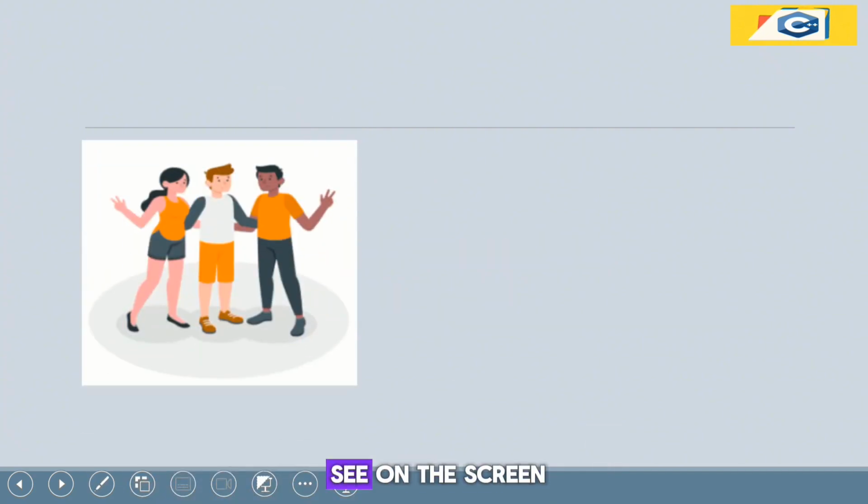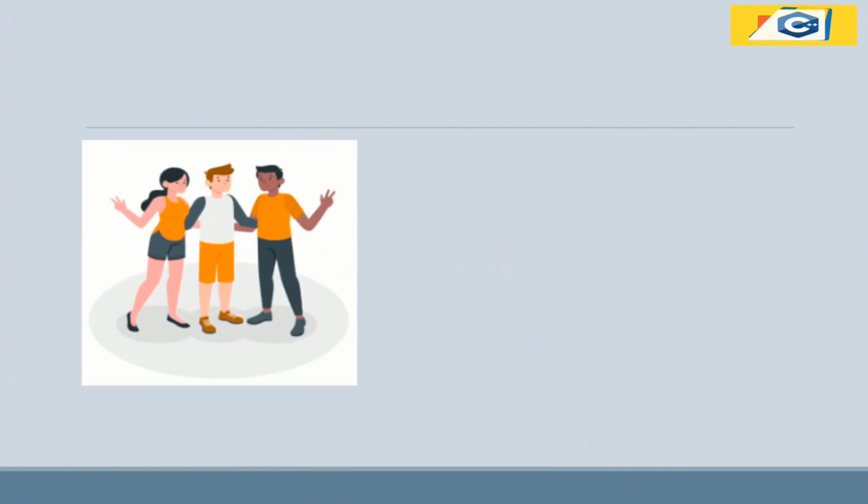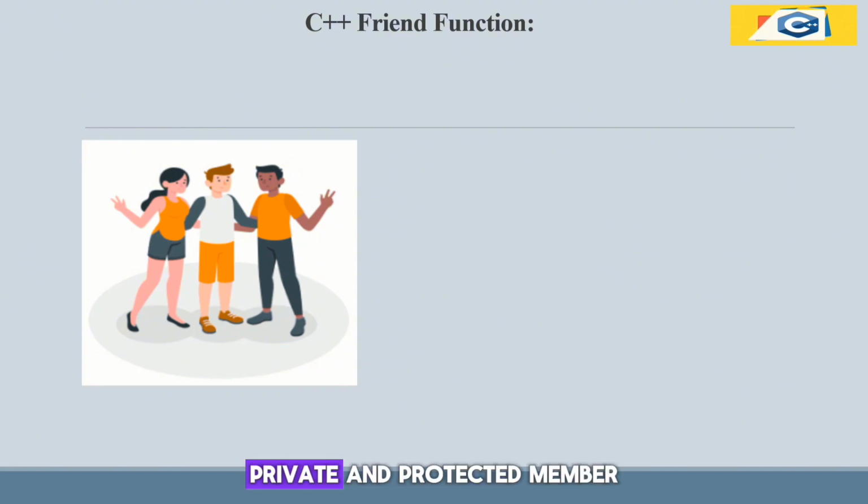So what can you see on the screen? Yes, a group of friends, right? Like we all know, in real life friendship has special access. Just like close friends can share secrets, a friend function can access private and protected members of another class.